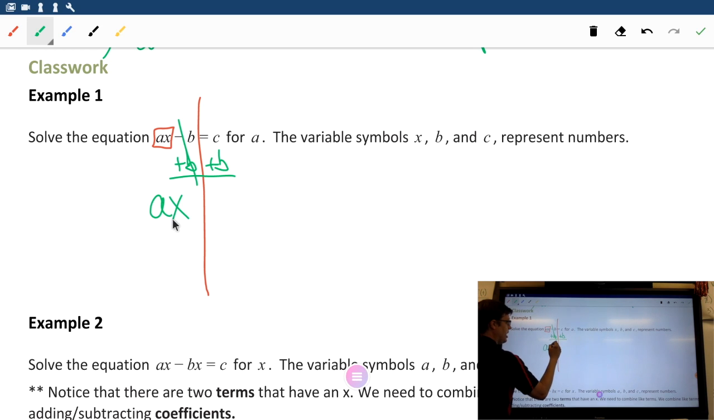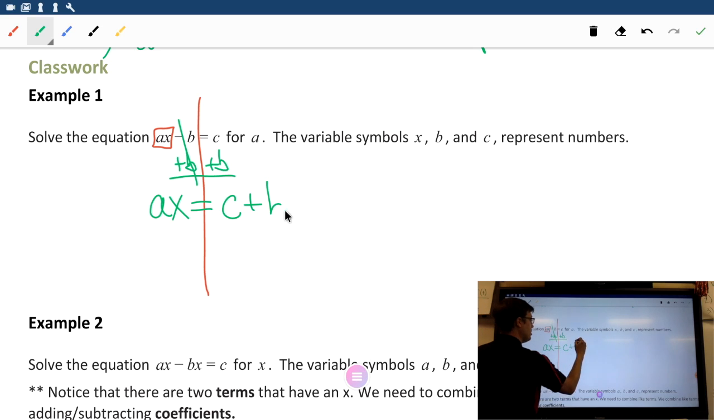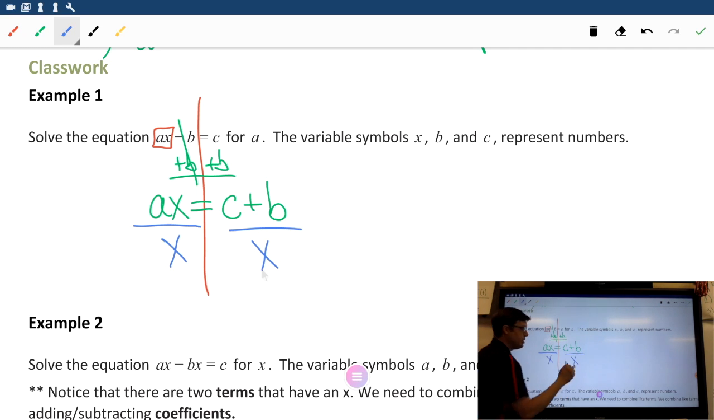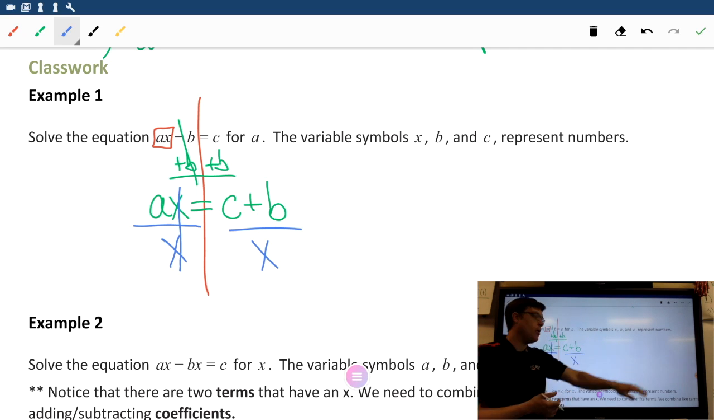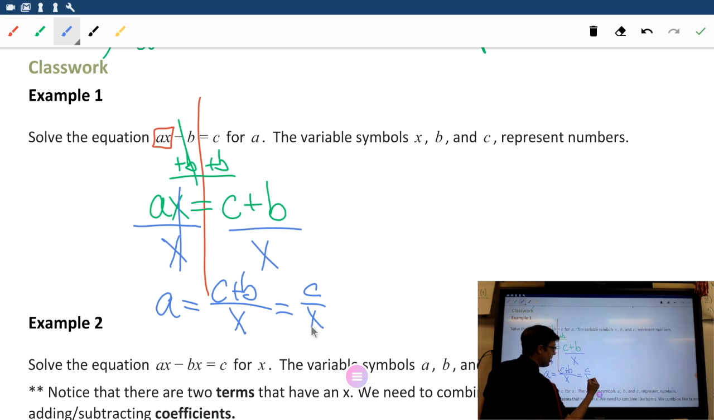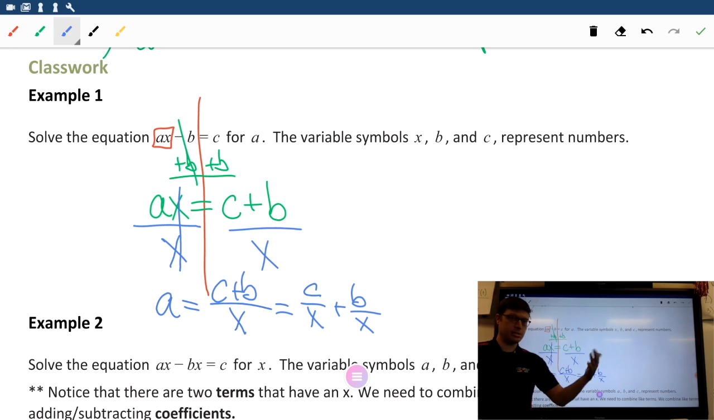So we have ax equals, remember, a letter plus a letter does not make them smush together. It still has to have a plus sign between them. So c plus b. And then last step, I'm leaving a where it is, and I'm getting rid of x. And so I'm going to divide both sides by x. This is that one time where x goes on the bottom of the fraction, because I'm not solving for it. So if I'm not solving for it, it has to go. And that means I'm left with a equals c plus b over x. Or if you like, the way that I've been writing it, c over x plus b over x. Box it. There it is.